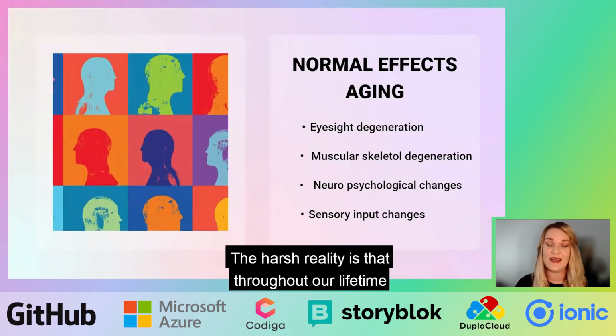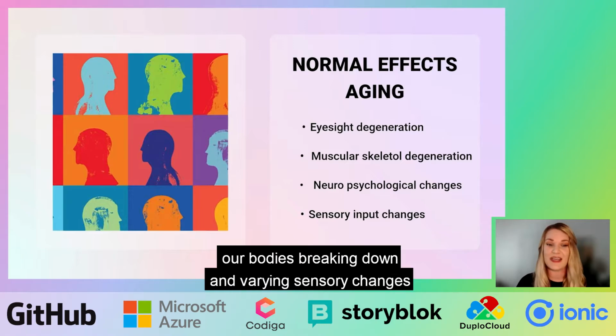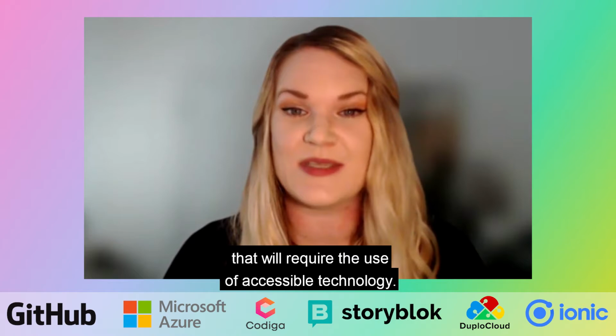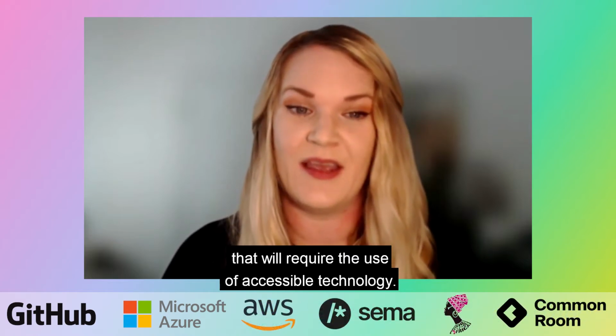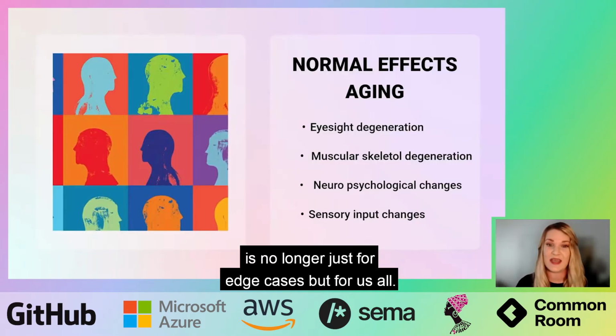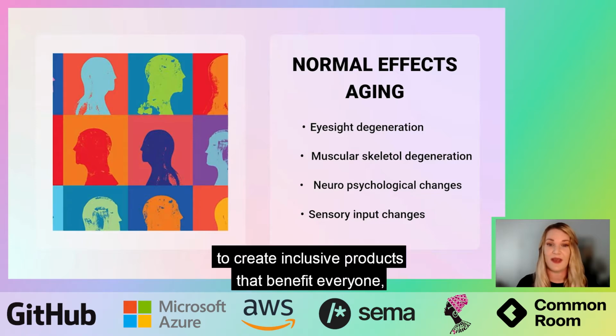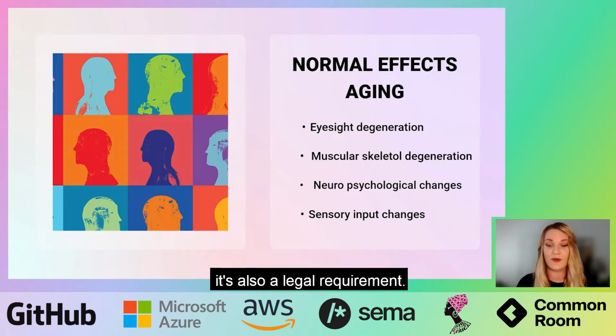The harsh reality is that throughout our lifetime, we will all experience eyesight degeneration, our bodies breaking down, and varying sensory changes that will require the use of accessible technology. This indicates that the need for accessibility is no longer just for edge cases, but for us all. Not only is it ethically imperative to create inclusive products that benefit everyone, it's also a legal requirement.